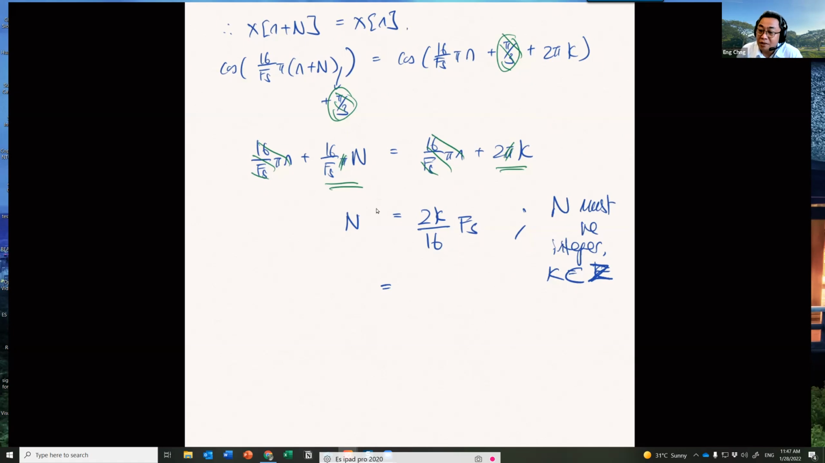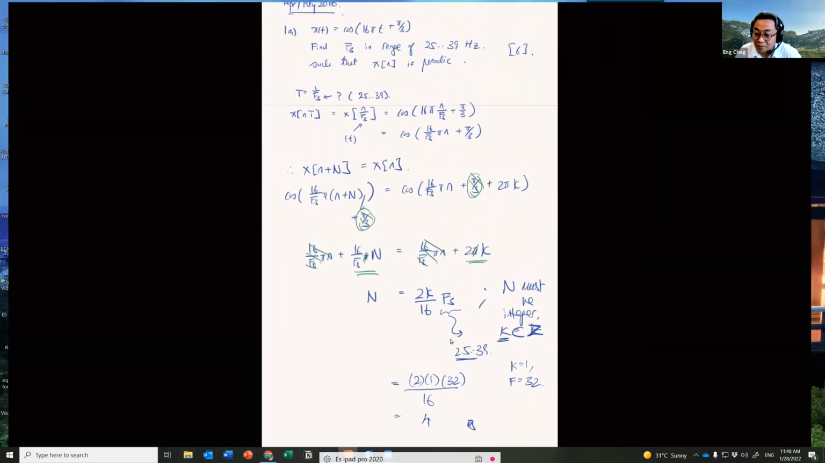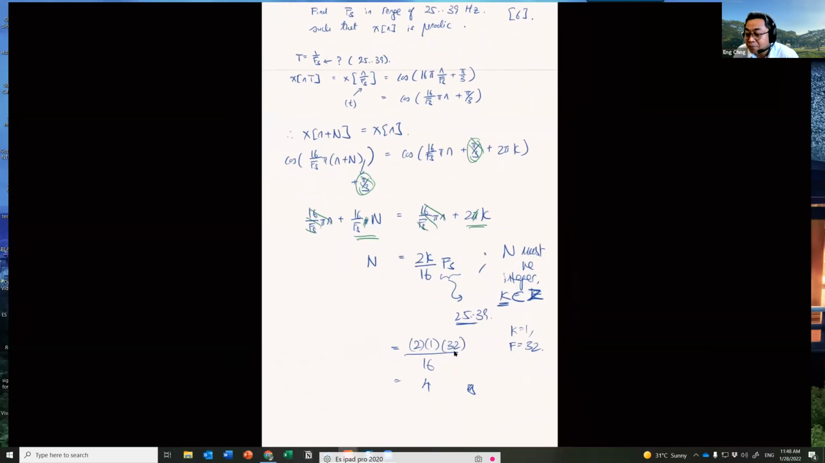So you choose different K, you choose different FS. But remember, the FS must be in the range of how many? 25 to 39. So if you use this constraint, you realize that the only solution is K equals 1 and F equals 32. So let's try 2 times 1 times 32 divided by 16, which equals how many? 4. So then we can choose n equals 4. That means this signal is periodic when we sample at 32.